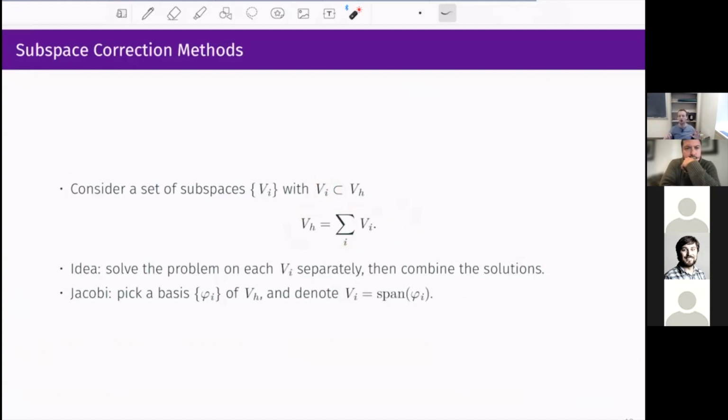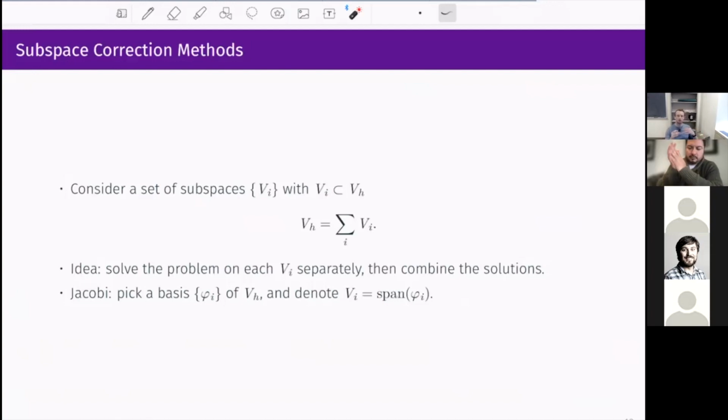So you could think of it like this: you have a big mesh, and you take the degrees of freedom on the left. Those make up your space V_1. You take the degrees of freedom on the right. Those make up your space V_2. And the idea of subspace correction methods is that you somehow solve the problems on each of the spaces V_i separately, and then you have to combine the solutions again.